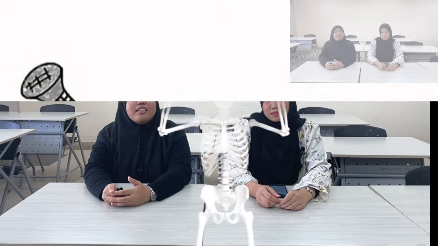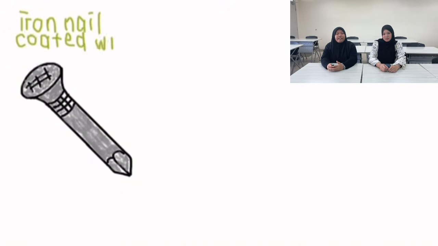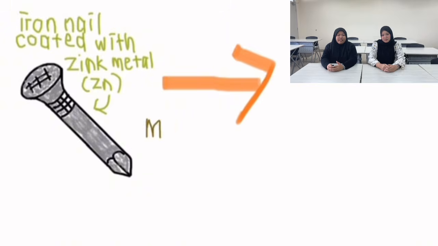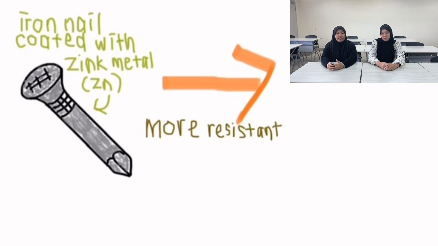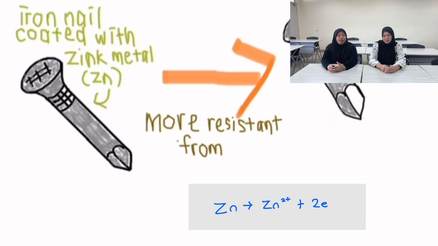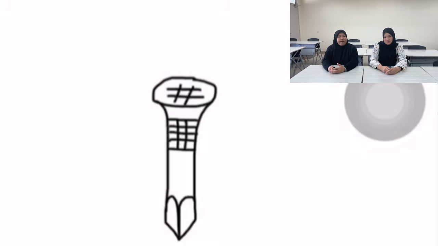Now that we have talked about the stages in the formation of rust, we will discuss further and look at how other metals can affect the rusting of iron. Situation 1. Iron nail is coated with zinc metal. When the iron nail is covered with zinc, the iron nail will become more resistant toward rusting. This is because the zinc metal is more electropositive than iron metal. Therefore, even when the protective layer, which is zinc, is exposed, the iron nail is still protected from rusting.